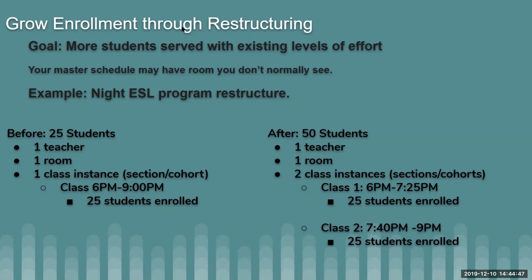So we restructured, we turned to our master schedule and thought about how we could restructure the program to get more students in. Essentially, we took an ESL class that ran 3 nights a week for 3 hours per night, and it had about 25 students in it. We cut that class in half and made 2 cohorts, or two separate class instances, out of it. Each class had 25 students enrolled in it. We shortened the duration each night from 3 hours to an hour and a half for each class. That allowed us to serve 50 students total in the new model.